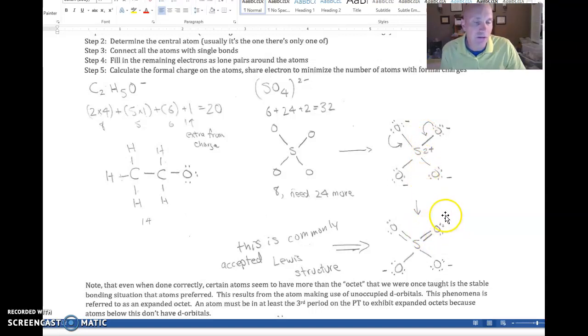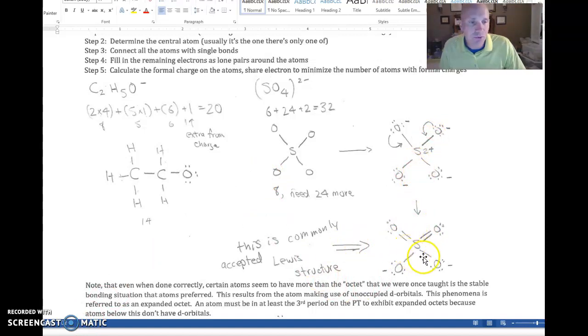Notice that if you calculate the formal charge around this oxygen, we now have 1, 2, 3, 4, 5, 6 electrons that it would own, and we need 6 electrons for it to be neutral. So these oxygens are now neutral, whereas before they had -1 formal charges. The sulfur before had a +2 charge on it, and now it would be neutral. So by sharing the electrons on those oxygens, we now have a structure where we have minimized the total number of formal charges. This would be the commonly accepted Lewis structure. So when you're drawing Lewis structures, make sure that when you're done you don't have structures with unnecessary amounts of formal charges.